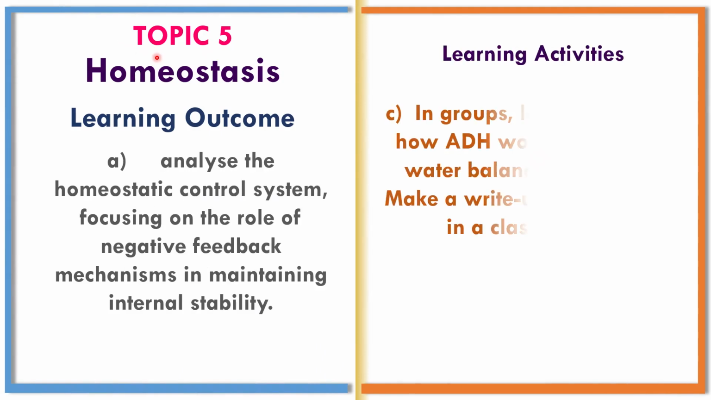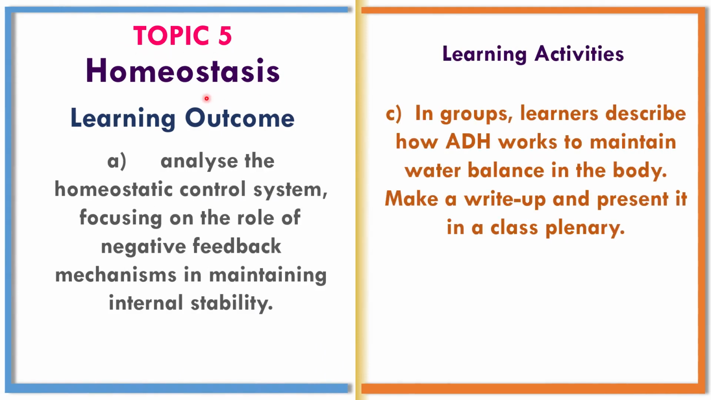Thank you very much for participating in topic 5, homeostasis. Learning outcome A: analyze the homeostatic control system, focusing on the role of negative feedback mechanism in maintaining internal stability. We have been looking at learning activity C. In groups, learners describe how ADH works to maintain water balance in the body. Make a write-up and present it in a class plenary.